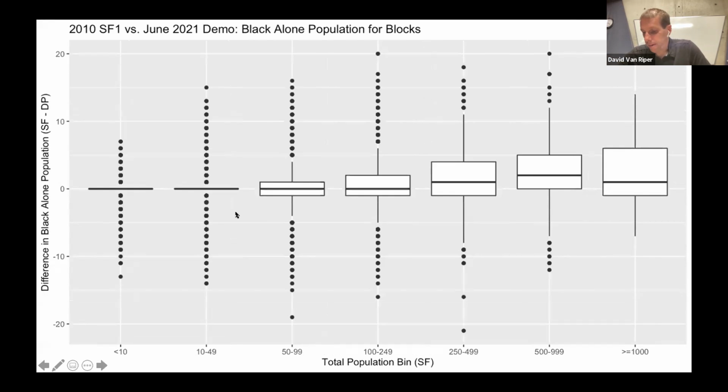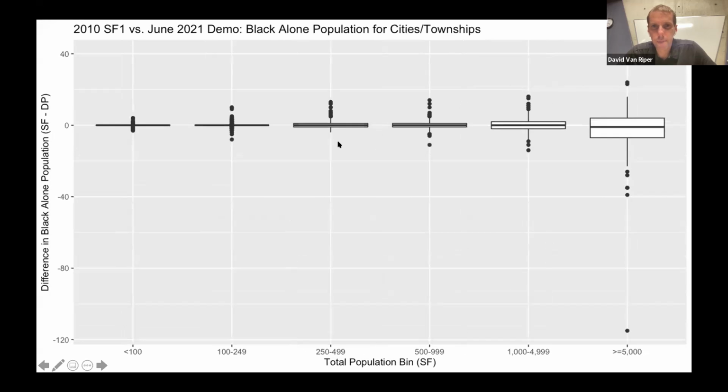This is the same, and I know I'm coming to the end of my time now. This is the block level counts for the Black alone population in Minnesota census blocks. Again, we can see that slight upward bias for large blocks, but it's not too bad, and we saw worse bias in prior demonstration products. But again, we're seeing counts that are off by 10 to 20 individuals who are Black alone. This is that same box plot for towns and cities in Minnesota. Not too bad, with one outlier for large cities.